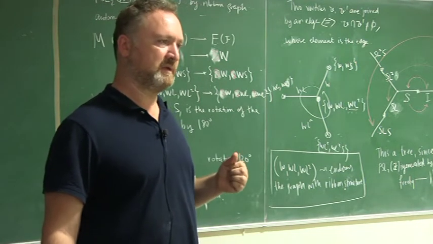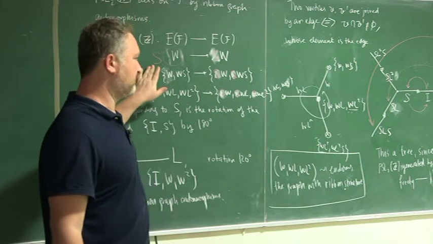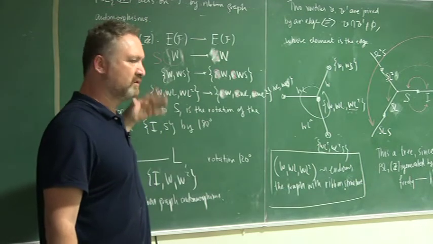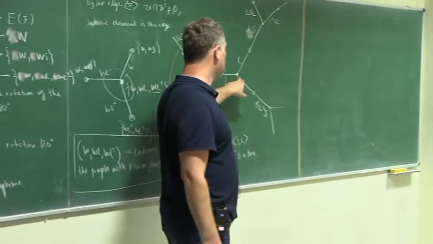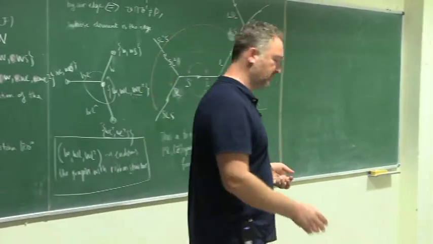This also shows that the action of PSL2Z on the tree is not free. It has some fixed points. Already S and L are rotations, so they have the corresponding fixed points. This rotation has this fixed point, and this rotation has this fixed point.